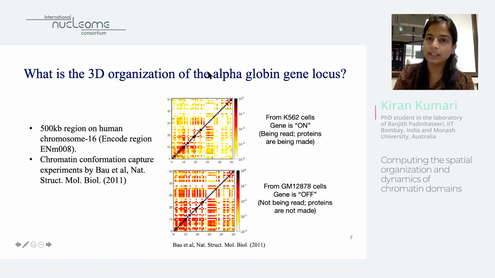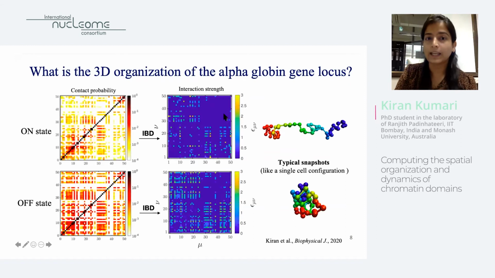Now we have applied the inverse Brownian dynamics to these two cell lines of the alpha globin gene, and we get the interaction strength which can reproduce the experimental contact probability. So here is the interaction strength for the on state, and here is the interaction strength for the off state. I'm showing a typical snapshot of this gene in the on as well as the off state. What we observe is that in the on state, the alpha globin gene exists in an open structure, while in the off state, it is a more collapsed structure.